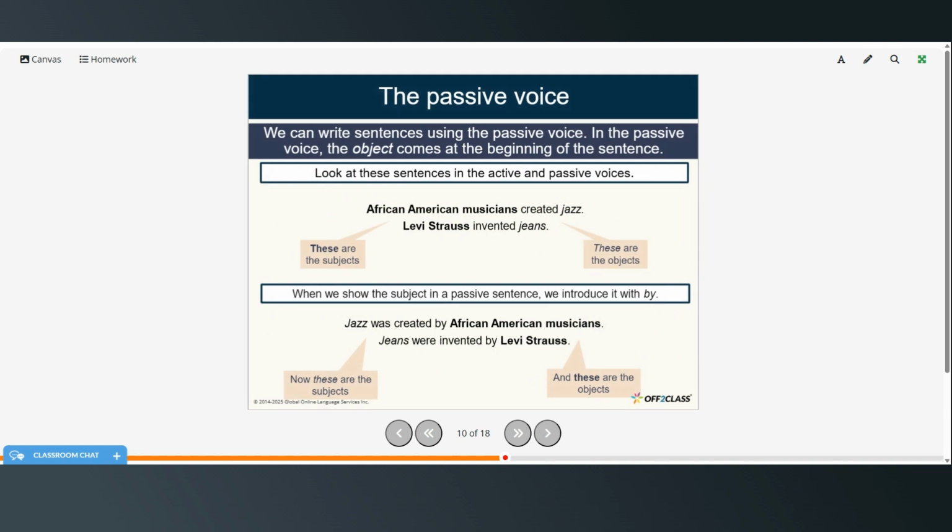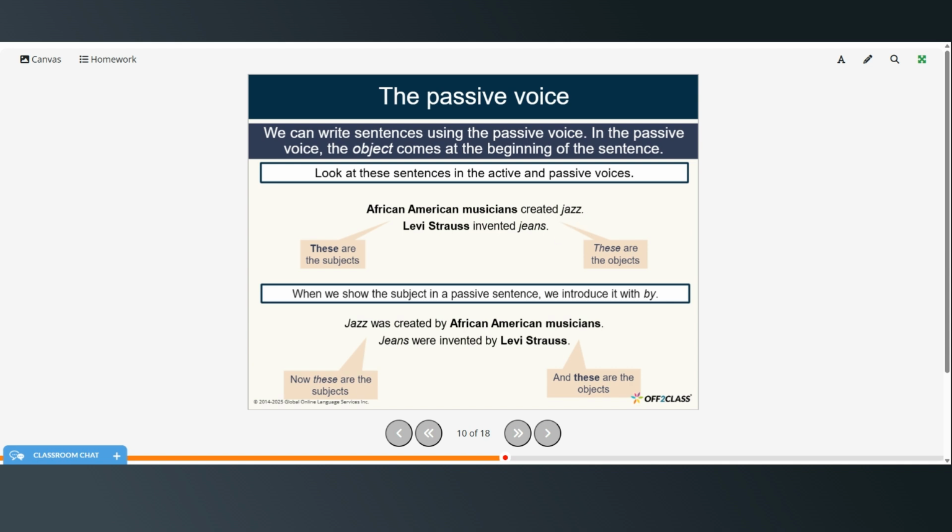Now we can write sentences using the passive voice. In the passive voice, the object comes at the beginning of the sentence. So look at these sentences in the active and passive voices. So we have African American musicians created jazz, and Levi Strauss invented jeans. So the words in bold here are the subjects, and the words in italics are the objects.